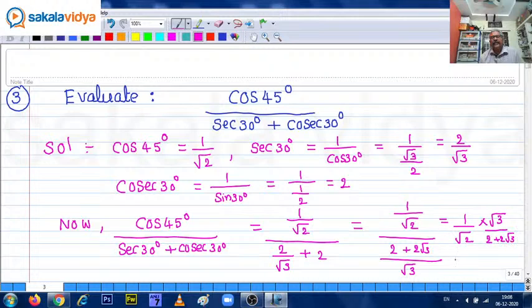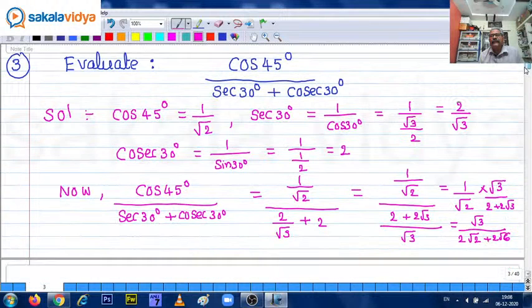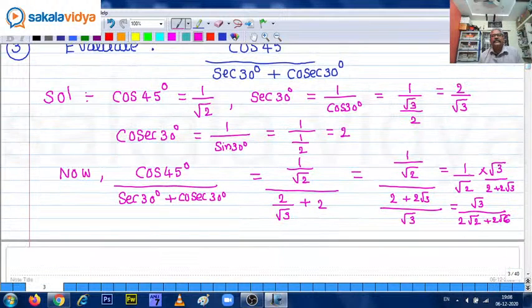So this is equal to root 3 upon root 2 into 2, 2 root 2, plus root 3 into root 3, root 6, 2 root 6. So we can write it like this. Yes, 2 root 6. This is the answer.